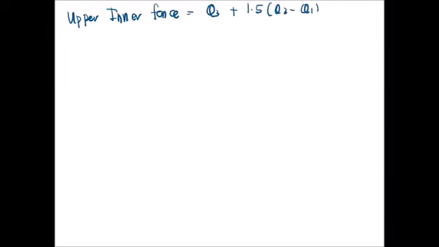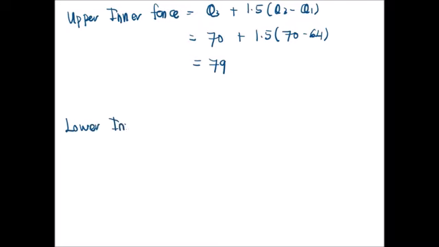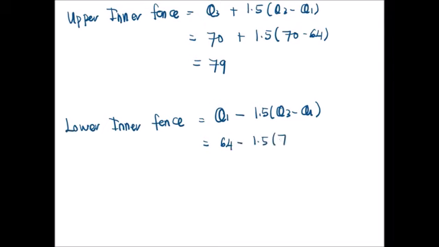We want to find the upper inner fence and the lower inner fence. The upper inner fence equals Q3 plus 1.5 times Q3 minus Q1. So Q3, 70, plus 1.5 times 70 minus 64. Calculate. So the upper inner fence equals 79. The lower inner fence equals Q1 minus 1.5 times Q3 minus Q1. So Q1, 64, minus 1.5 times 70 minus 64. Calculate. So the lower inner fence is 55.